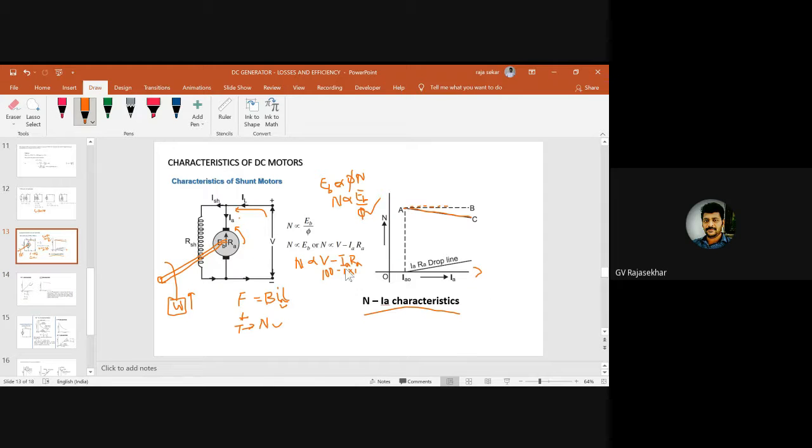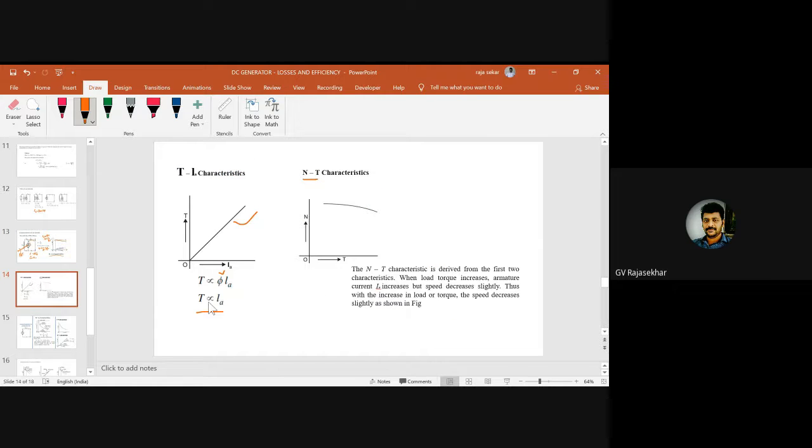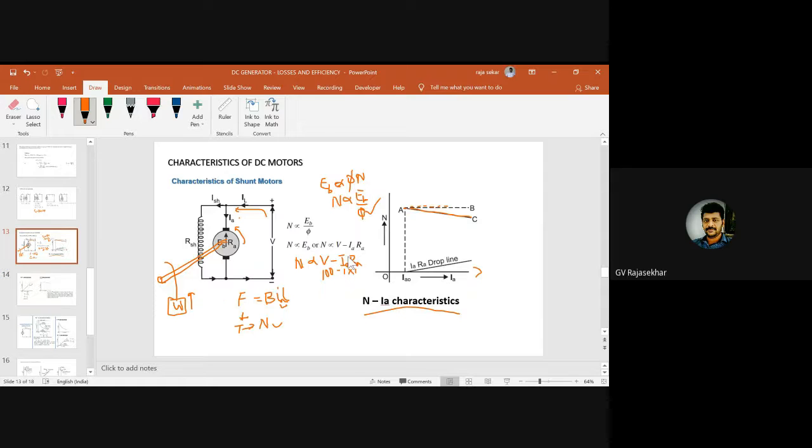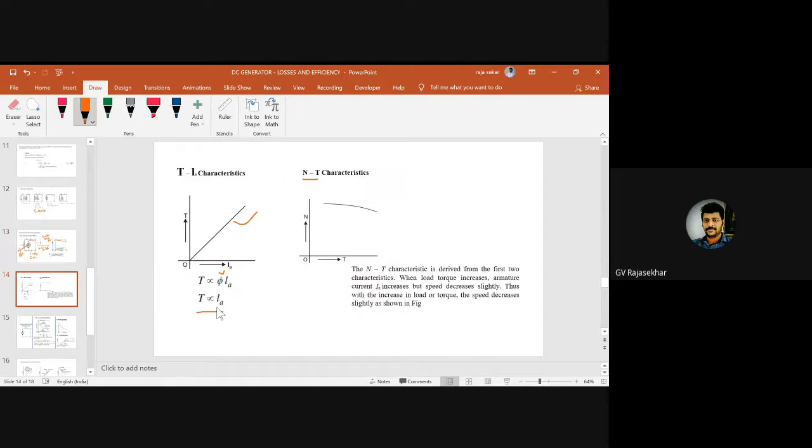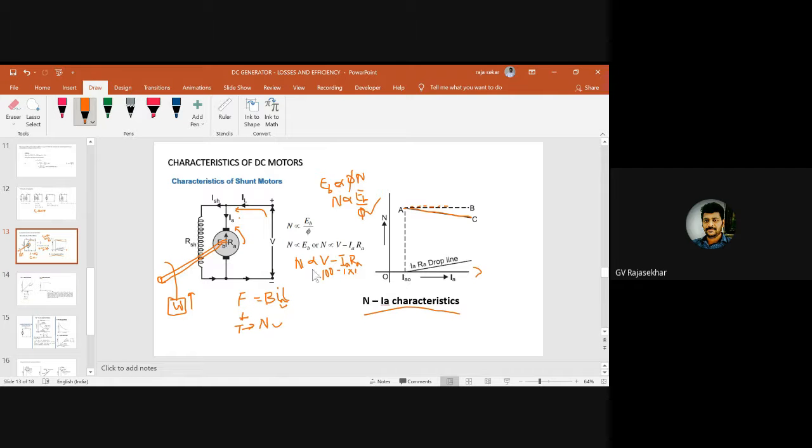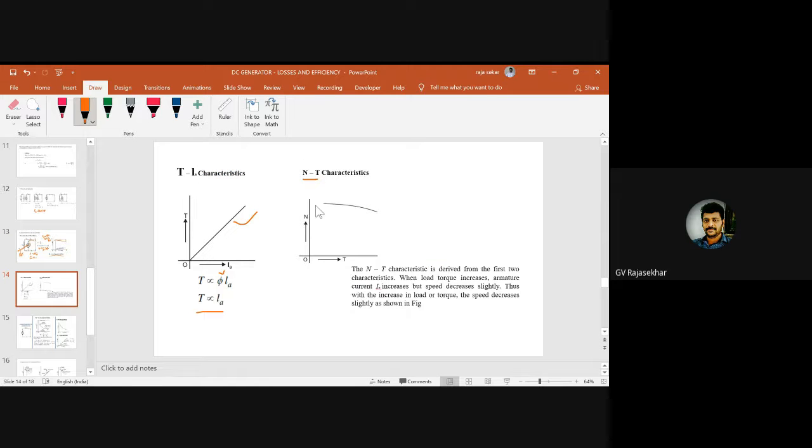Here, in place of IA, what are you going to do? Instead of IA, you keep T here, because IA is proportional to T. So the same characteristics we got between speed and IA, we are going to get for speed and torque, because torque is proportional to IA. So the same IA you can use here. So N is proportional to, what is that expression? N is proportional to VT minus IA RA.